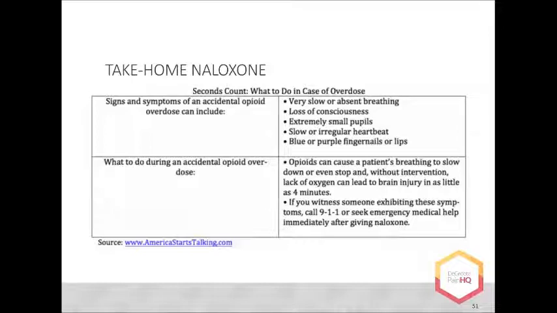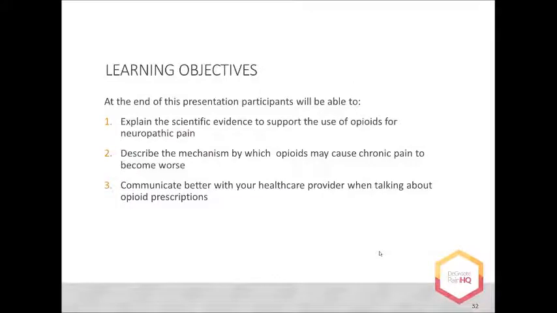There are a lot of resources. It's a new thing in Canada, so physicians and pharmacists in Canada are still learning how to do this, but there are some resources from Canadian public health programs and also the United States on how to identify symptoms of an accidental opioid overdose. The person has very slow or absent breathing, loss of consciousness, extremely small pupils, an irregular or slow heartbeat, and purple fingernails or lips. When someone notices a person with these signs, naloxone should be applied because there is no contraindication, there is no complication of giving naloxone.